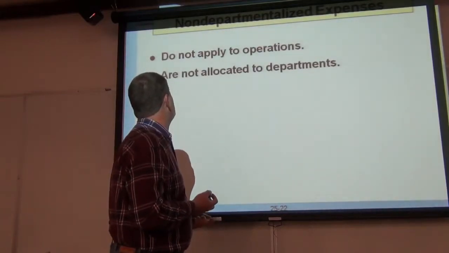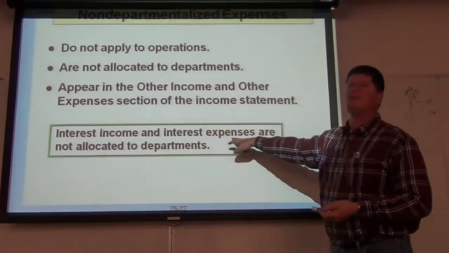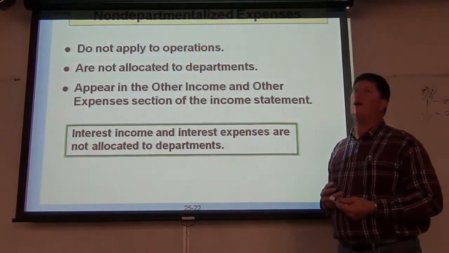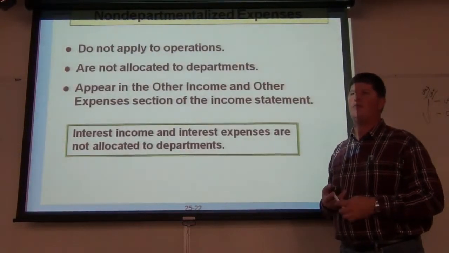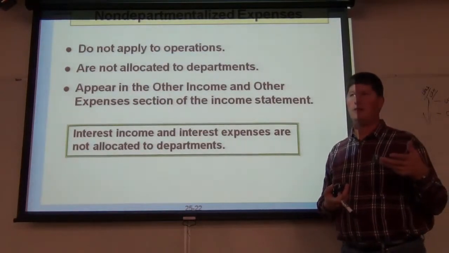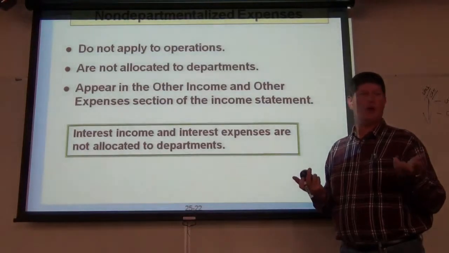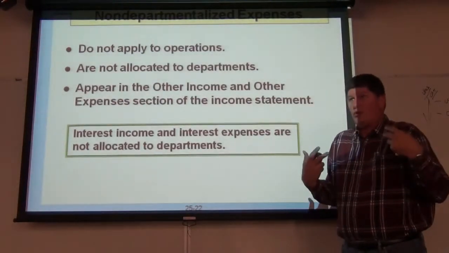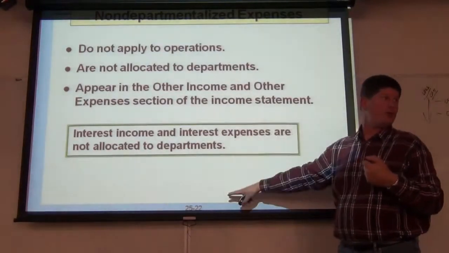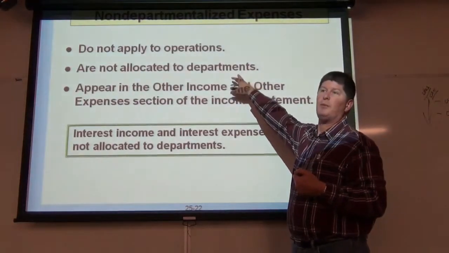Non-departmentalized expenses. Okay. Here's the point of this. Remember we have other income and expenses down at the bottom of our income statement? And there are things like interest expense and interest income. If we're a department store, are we in the business of lending people money? So interest income would not be our general form of revenue. Therefore, it goes in other. And interest expense always goes in other. They don't get allocated to the departments.